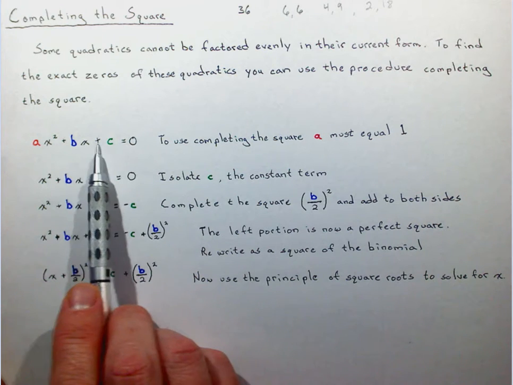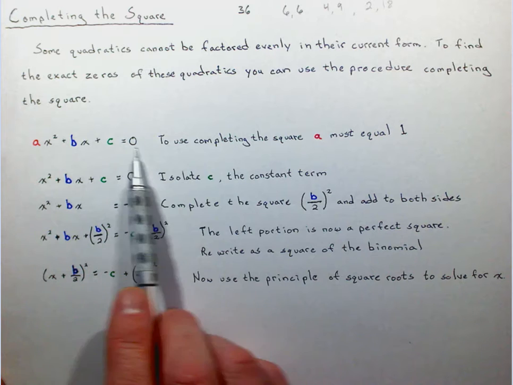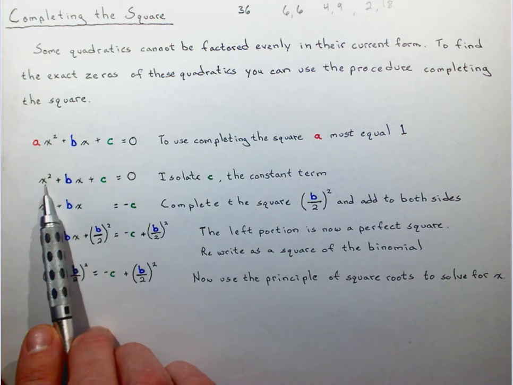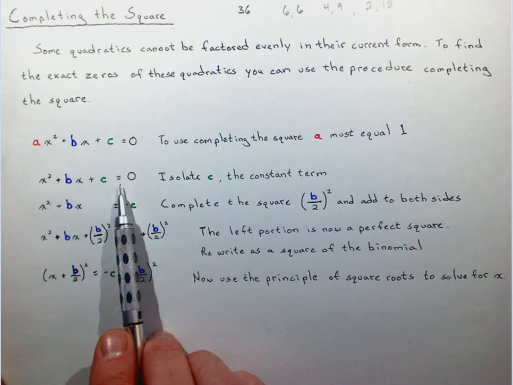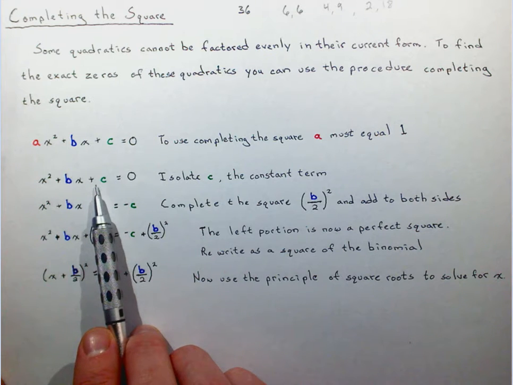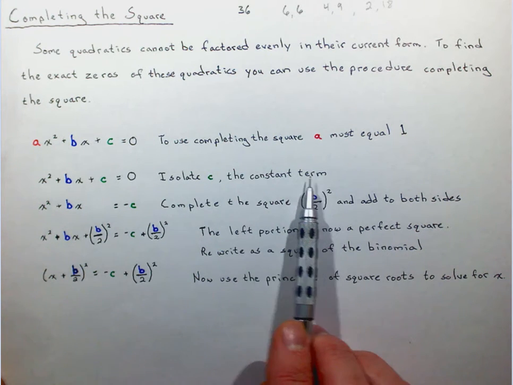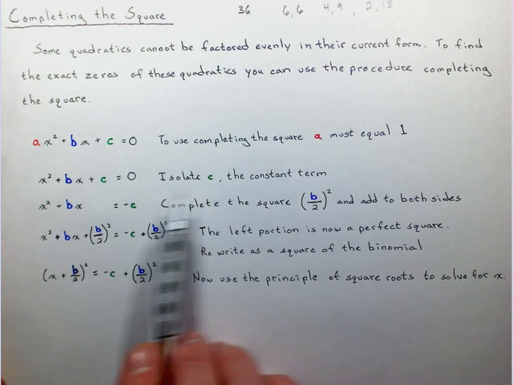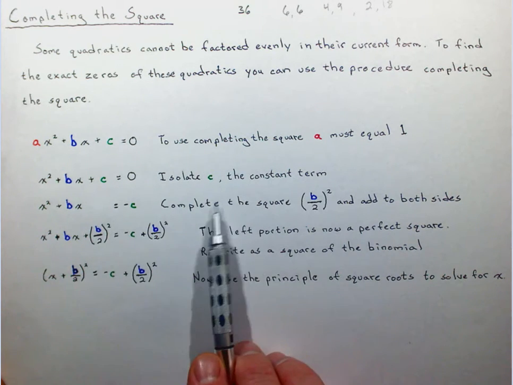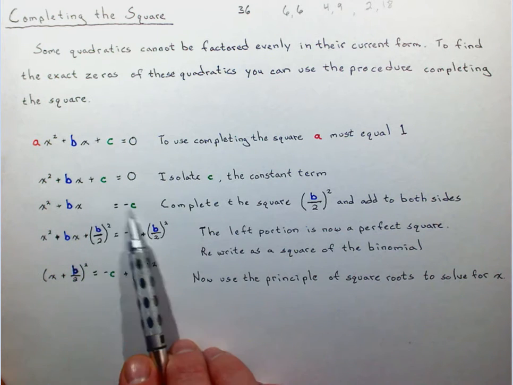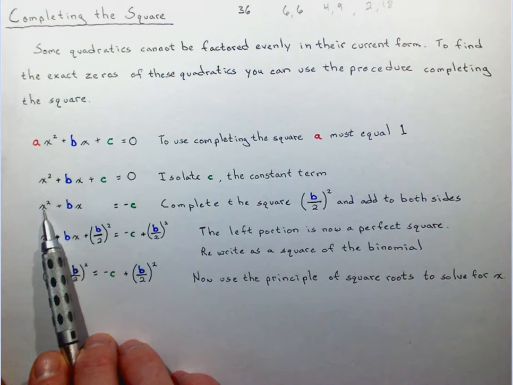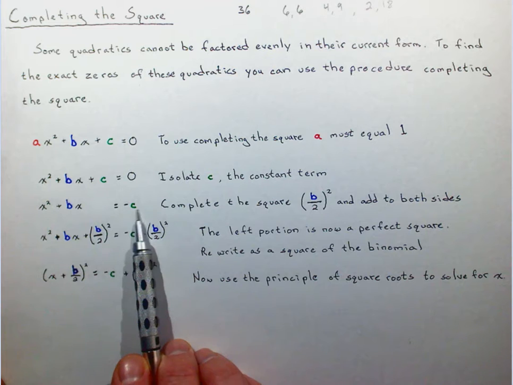ax squared plus bx plus c equals 0. Okay, to use completing the square, a must equal 1. So your problem is simply going to be x squared plus bx plus c. First thing to do, isolate c. c is your constant term. Again, c is your y-intercept. Whatever that value of c is, that is going to be your y-intercept for any of your graphs, quadratics, linear, cubic. So I'm going to isolate c, meaning I'm going to get c by itself. So I subtract c from both sides. So this is what I'm left with, x squared plus bx equals negative c.